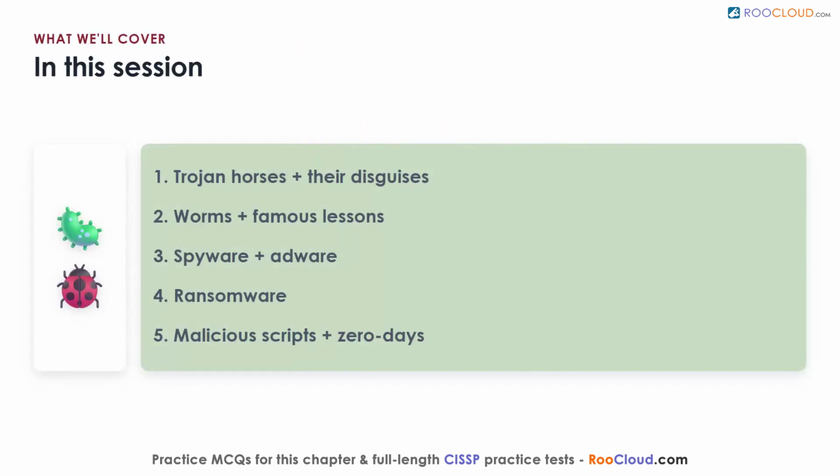We'll answer several questions. What is a Trojan horse? And what disguises does it wear? How is a worm different? And what have famous worms taught us? What are spyware and adware after? How does ransomware turn encryption against you? And how do malicious scripts and zero-day flaws widen the attack surface?